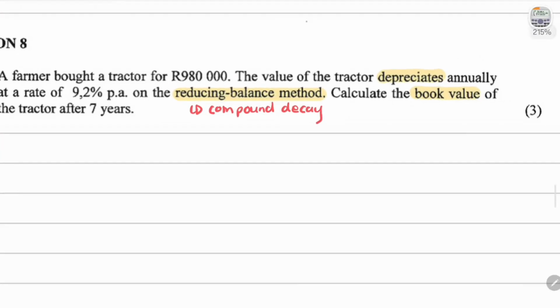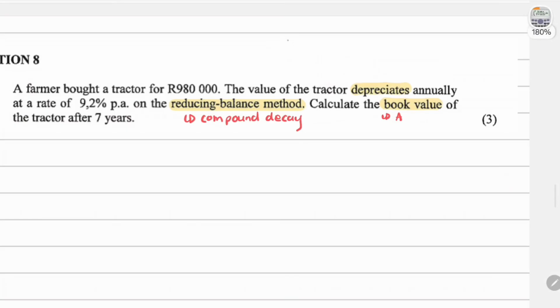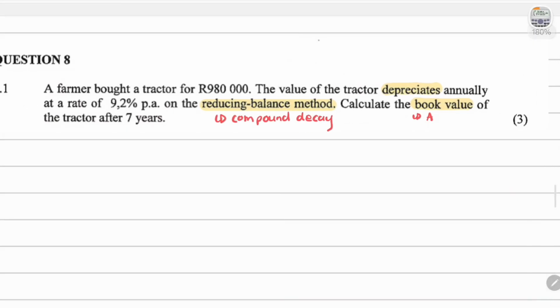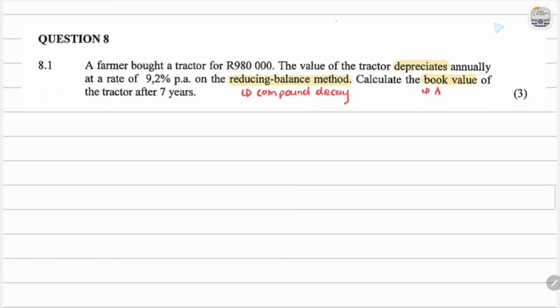When you're looking for the book value, this is the end amount that you will have. So this is the A value, the accumulated, not really accumulated in this case because it's going to depreciate, so not accumulated in the sense that it's appreciating. So the formula for compound interest decay is A is equal to P times (1 minus i) raised to the power of n. And we know we're looking for the book value, so we're looking for A.